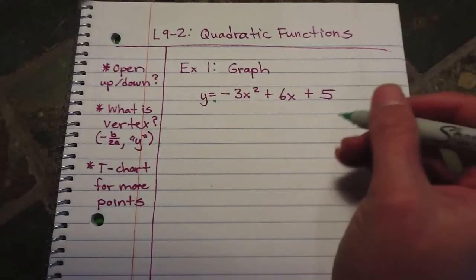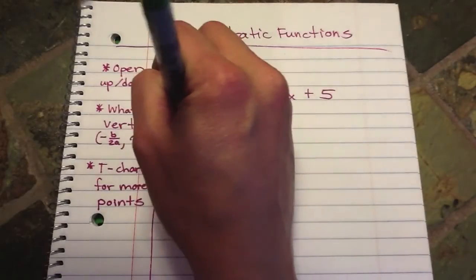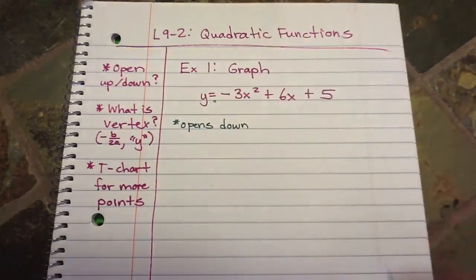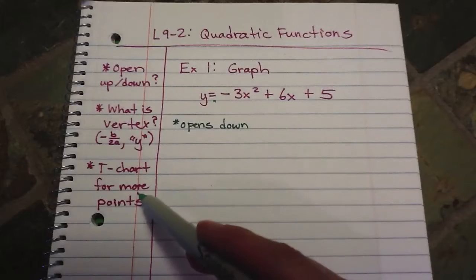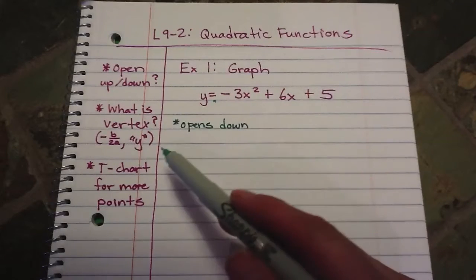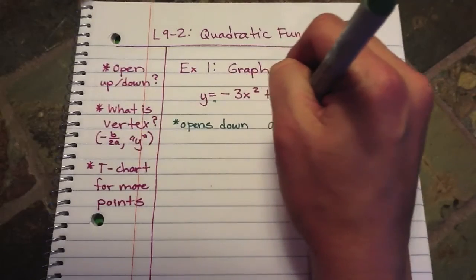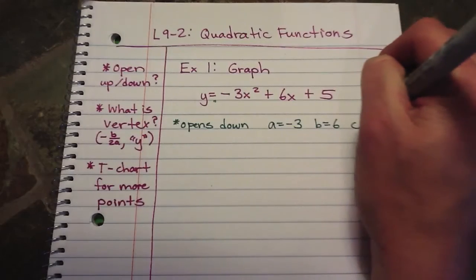So first of all, I ask myself if it opens up or down, and I know that it opens down. So that's just going to help me later when I graph it, because if my graph doesn't look like it's opening down, I know I made some mistakes on my t-chart or my vertex. Now I'm going to look for my vertex. Get in the habit of labeling. A equals -3, B equals 6, C equals 5.